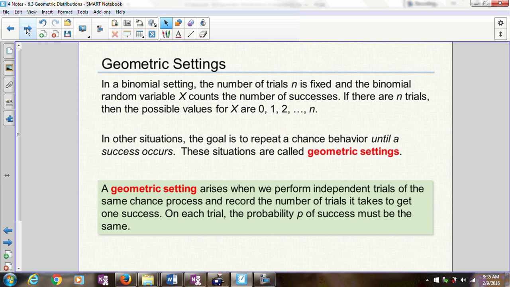Geometric is slightly different. In this situation, our goal is to repeat chance behavior until a success occurs. These situations are called geometric settings. So a geometric setting arises when we perform independent trials, so we still have that requirement of independence. It's the same chance process, and we record the number of trials it takes to get one success. So instead of counting the number of successes in n trials, we're looking to see how long it takes to get a success. On each trial, the probability of success must be the same. So that condition is the same as it was with the binomial.